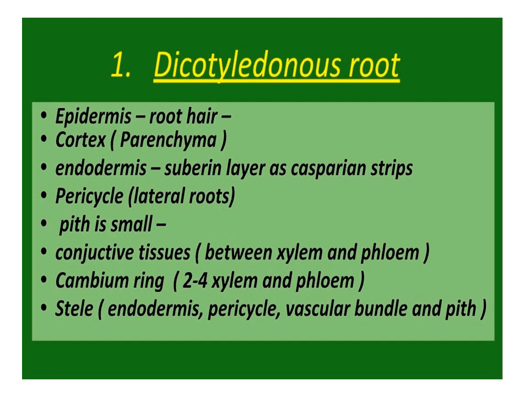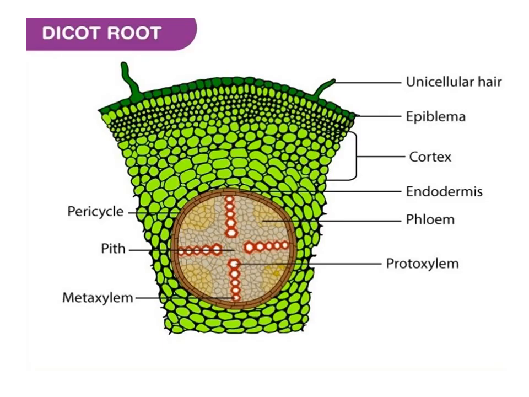Pith is very small and made up of parenchymatous cells. All tissue on the inner side of the endodermis, that is pericycle, vascular bundles and pith, constitutes the stele. Here is the TS of a dicot root.